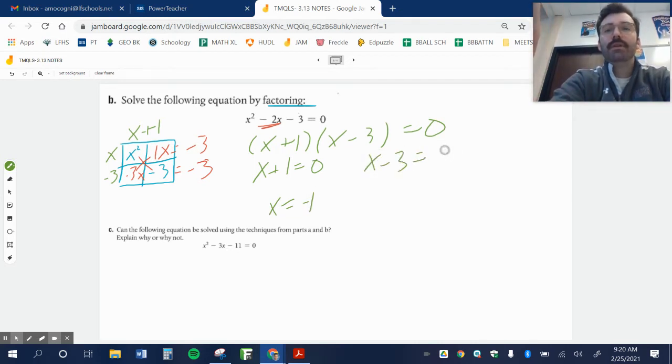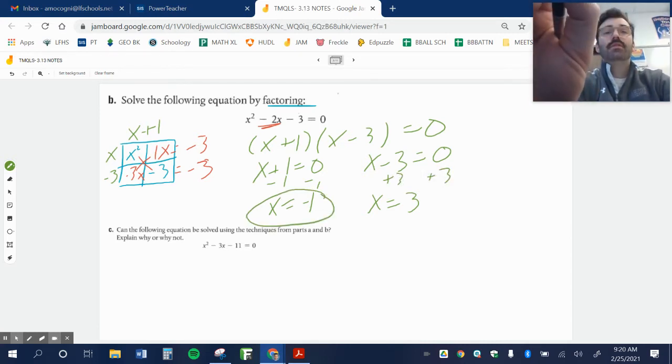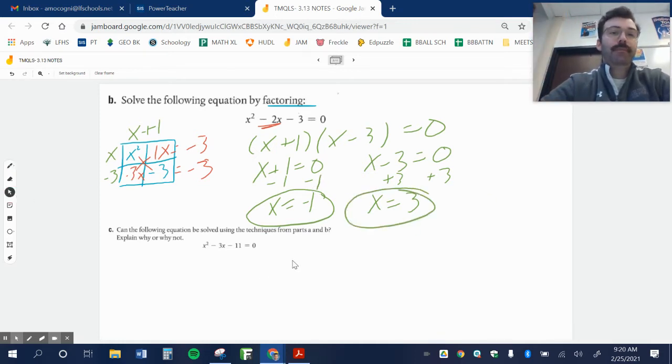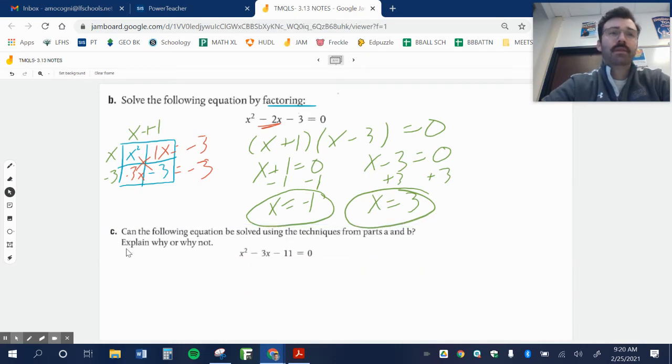Some of us may be able to do this part in our head, and that's fine. Some of us need to write it out. I'm going to make sure I do both for you so you can see: x is negative 1 and x is positive 3. And there you go. That's solving by factoring. I would always try to solve by factoring if your squared term just has a 1 in front of it. If my a term is a 1 and I need to factor, I would try to do that. That's going to be the easiest way.